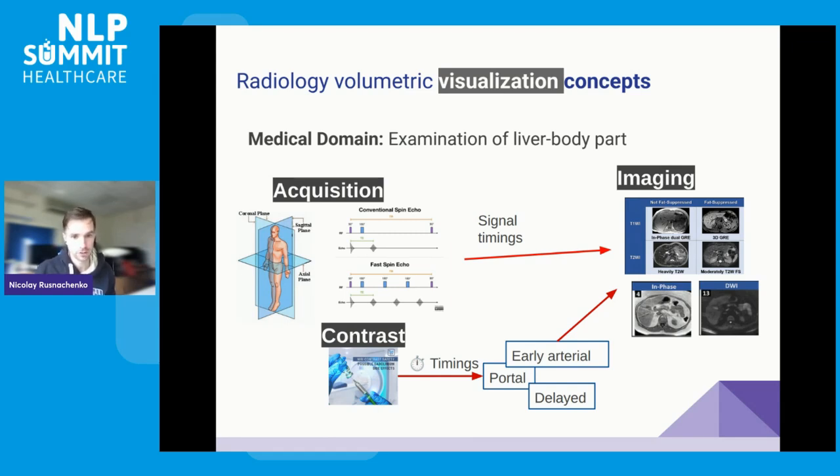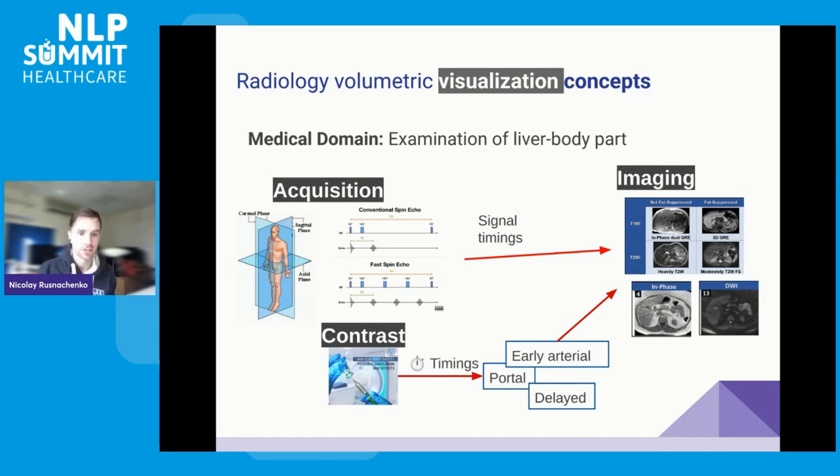With all of that, the statistic that I have here represents the view in this particular field, but it generally could be applied for the other body parts. So with all of that, the main visualization concepts that I came to are as follows. First of all is the acquisition, is the orientation or direction in which we are performing scans of the body. The second one is the injection or presence of the contrast.